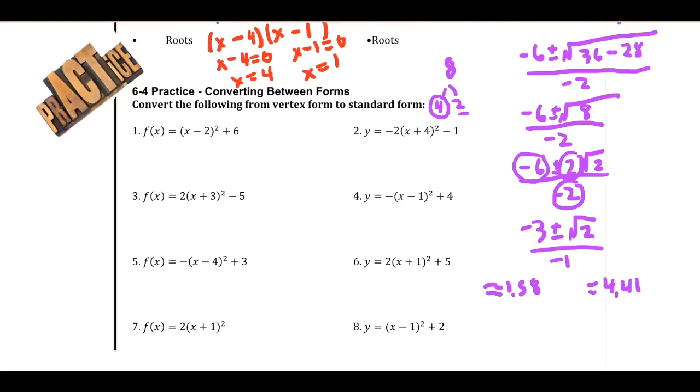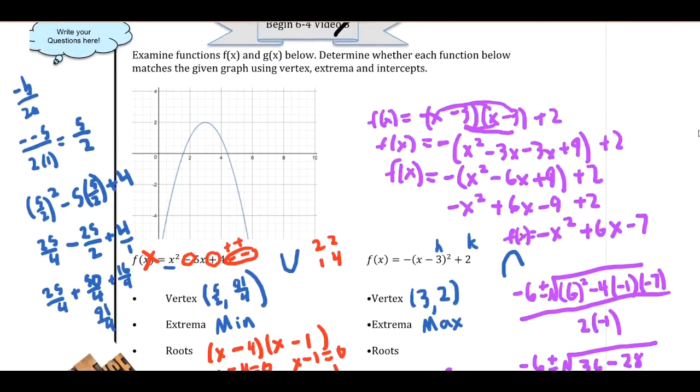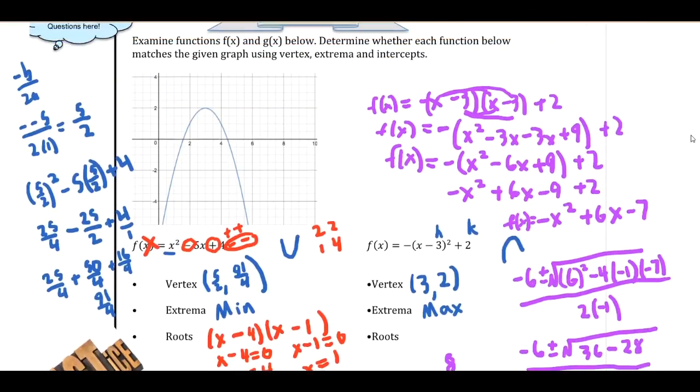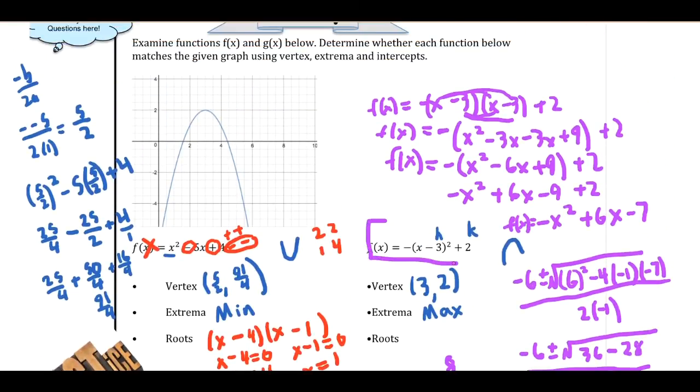So let's go ahead and check with these up here. It does look a little bit more than 4 and a little bit less than 2. So I would say that this is a good call for our matching equation.